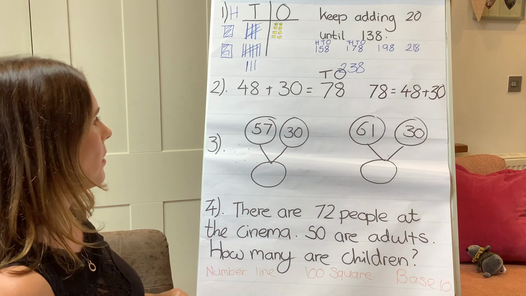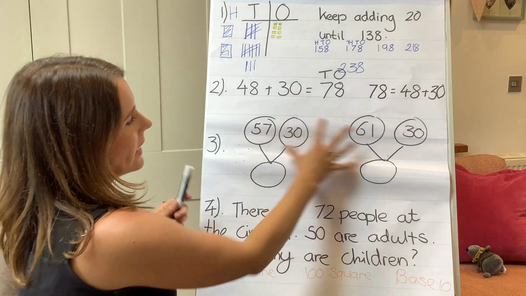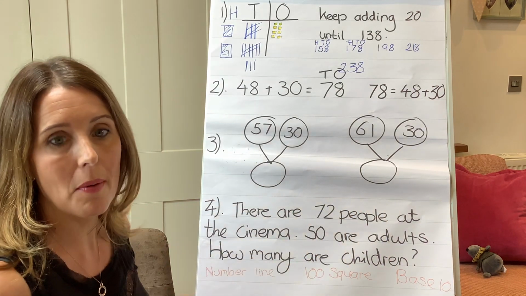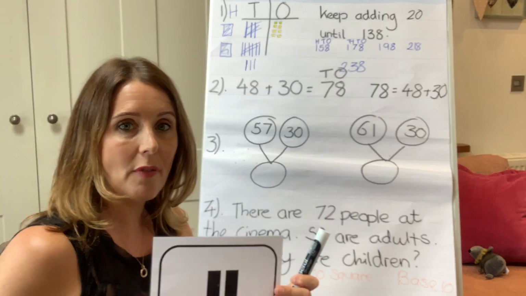Now have a go at these two. Use the part whole model to add these together. These are the parts. What whole will you make when you add those together? So pause it, have a go at that.